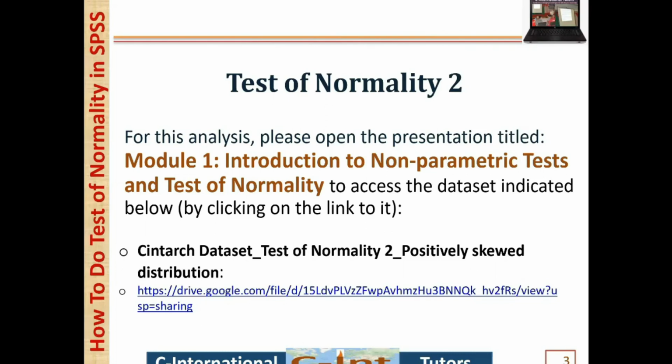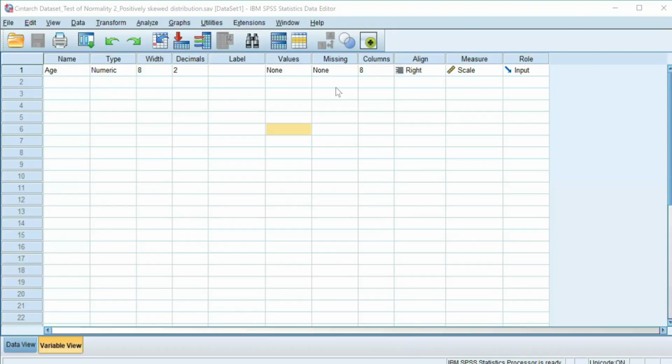Let us now proceed to test of normality 2. For this analysis, please open the presentation titled Module 1, Introduction to Non-Parametric Tests and Test of Normality, to access the data set indicated below by clicking on the link to it. The data set for test of normality 2 has been opened. It contains a variable named age.